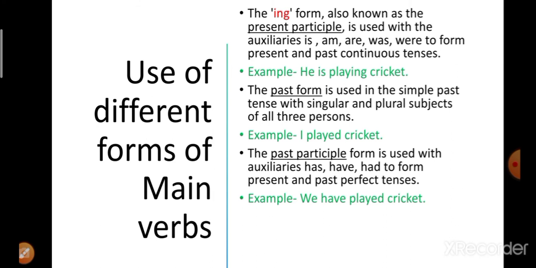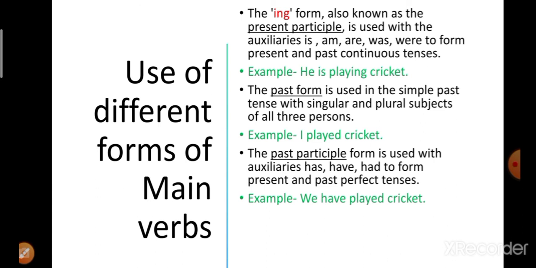The ing form, also known as the present participle. Now we have to talk about the present participle. This present participle is formed by using the suffix ing with the auxiliaries is, am, are, was, were to form present and past continuous tense. So when we add ing with auxiliaries such as is, am, are, was, were, that will change into the present and past continuous tense. For example, he is playing cricket.